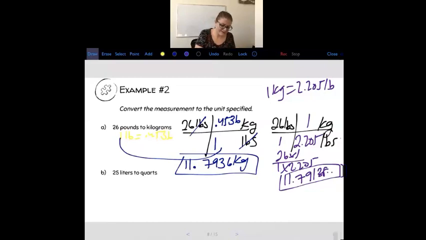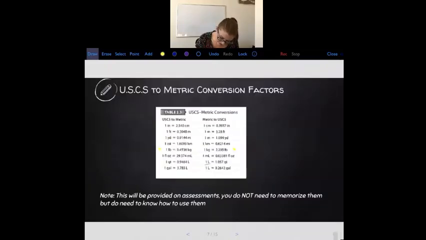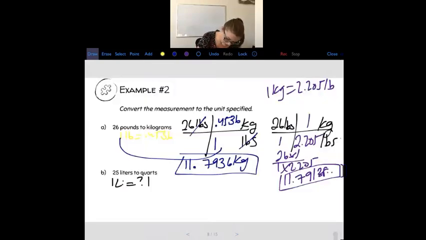Okay. 25 liters to quarts. So when we plan which direction we're going, I want to know 1 liter equals how many quarts. From my conversion factor, 1 liter is 1.057 quarts. And then I'm going to set up my fractions to be able to do this. You may also see that this is a multiplication problem right away. That's totally fine.